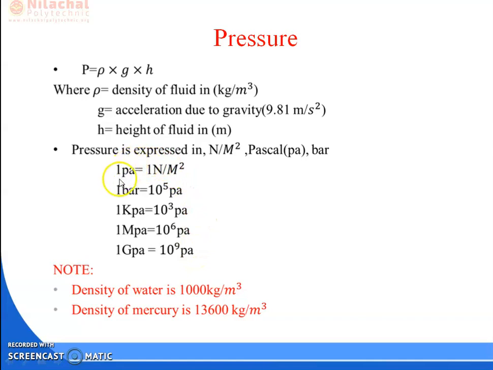This will be used when you are solving problems. Suppose your pressure is given in bar, you have to convert it into Pascal. Then 1 bar is equal to 10 to the power 5 Pascal, so 7 bar is equal to 7 into 10 to the power 5 Pascal. So this expression is for solving problems. When you are solving problems and have to calculate the pressure, you should know the density. Density of water is 1000 kg per meter cube. Density of mercury is 13600 kg per meter cube. That you should remember.